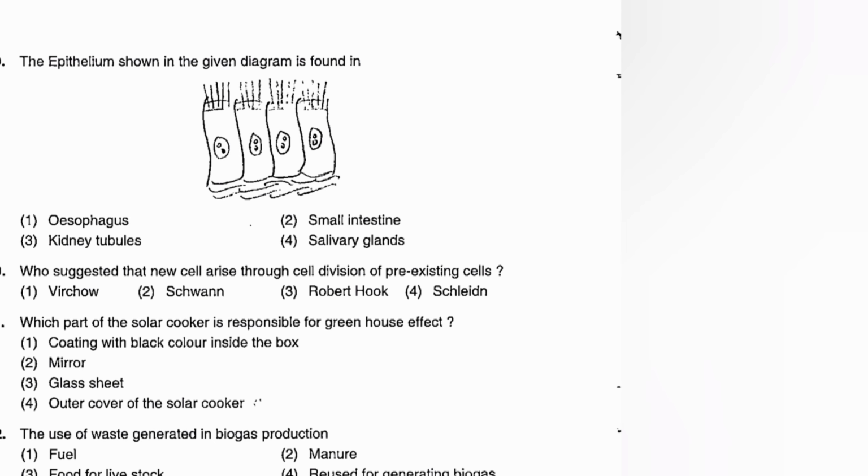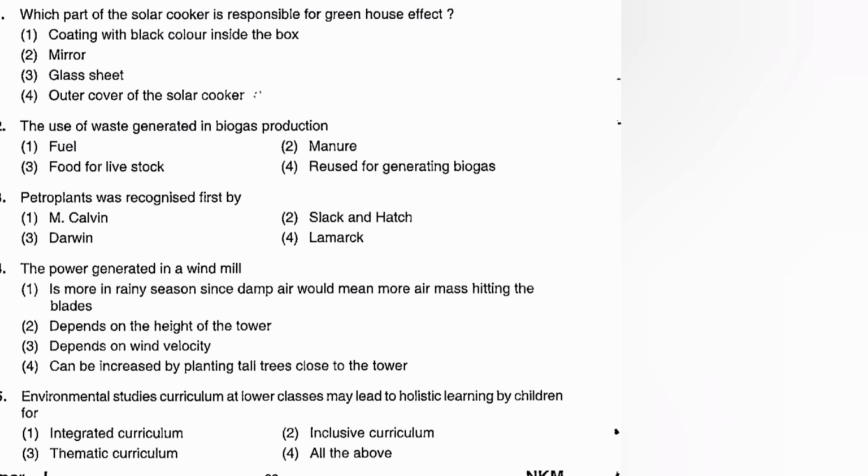Which part of the solar cooker is responsible for greenhouse effect? Option 3, glass sheet. Reason: glass is transparent, which allows sunlight in and traps heat inside. The use of waste generated in biogas production is manure. Option 2. Other options: fuel, biogas itself, food for livestock, not primary, reused for generating biogas, unnecessary.